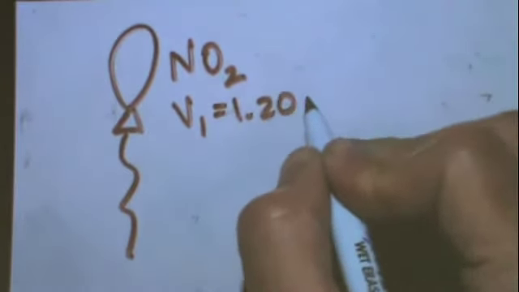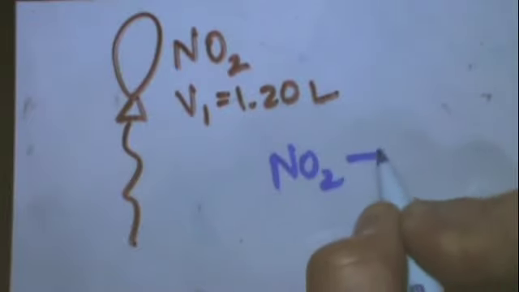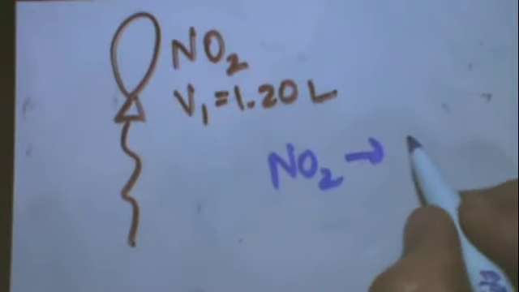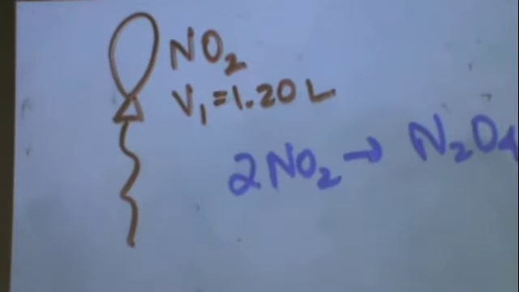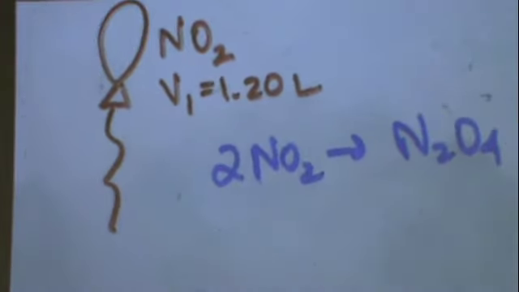Okay, we have a balloon. What page 185? Alright. This balloon is filled with nitrogen dioxide. Initial volume, V1, is 1.20 liters. The nitrogen dioxide reacts, oh my, NO2 reacts to form dinitrogen tetroxide. That's that. Better balance it. There we go, it's balanced. The temperature and pressure remain the same. What is the final volume after the reaction is complete?